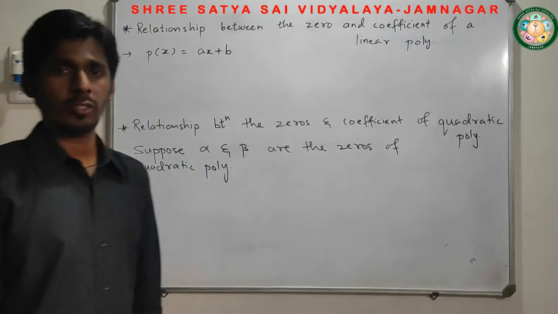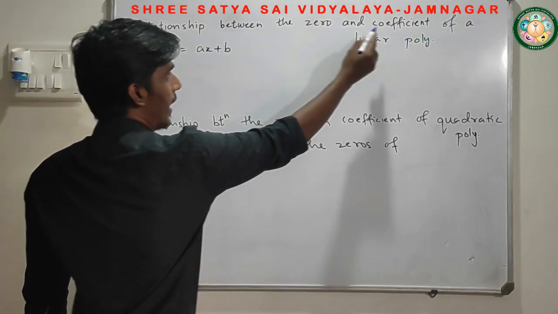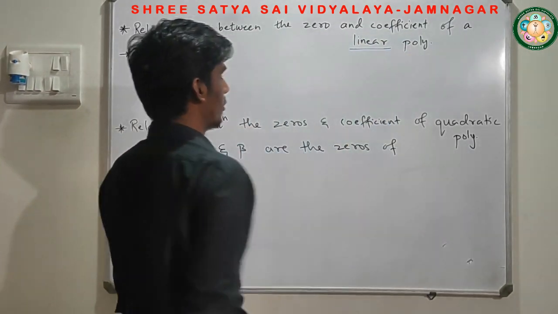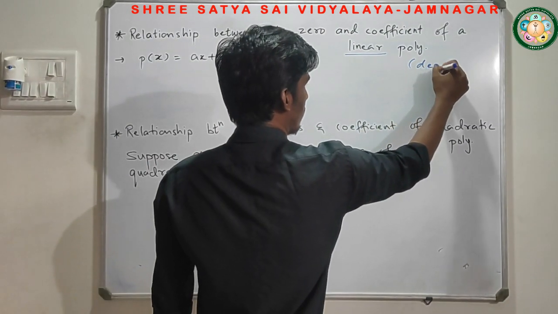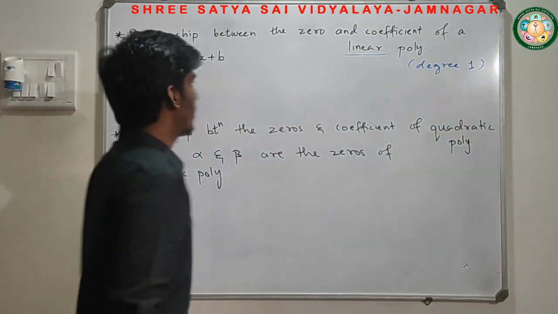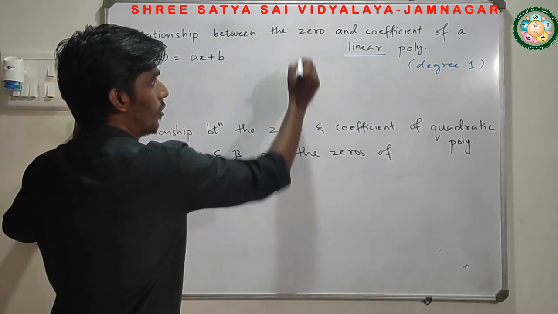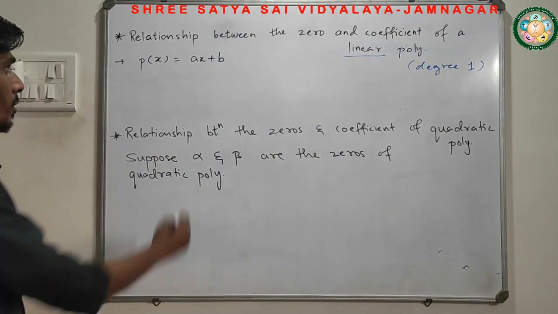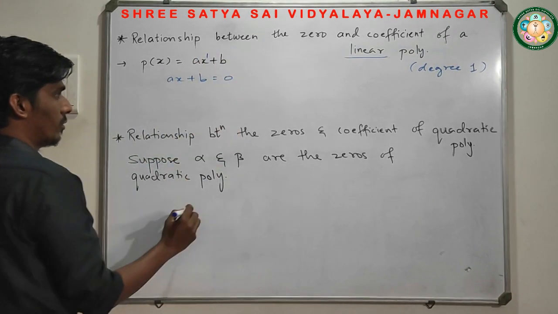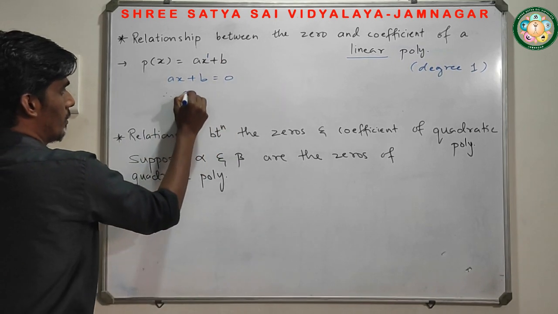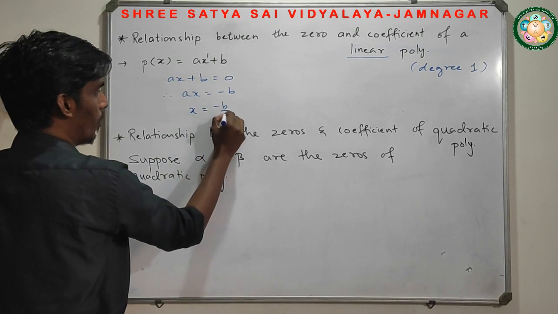Hello everyone. Today our next topic is to discuss the relationship between the zero and the coefficient of a linear polynomial. Here, as it's a linear polynomial, its degree is what? It's 1. So it has a maximum of how many zeros? 1 zero. So here we have written only zero, not zeros, as it has only 1 zero because of degree 1. So ax plus b equals 0. If I take b over that side, ax equals minus b, so x equals minus b upon a.